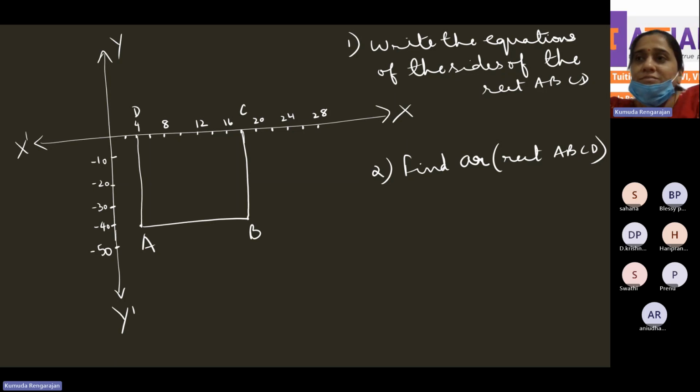Then equation of CD. Y equals 0. Y is equal to 0 because it's the x-axis itself. On the x-axis, the y coordinate is always 0. 4, 0, 8, 0, 12, 0. So y is equal to 0. Then AD. X equals 4, ma'am. X is equal to 4 or X minus 4 is equal to 0. Very good.